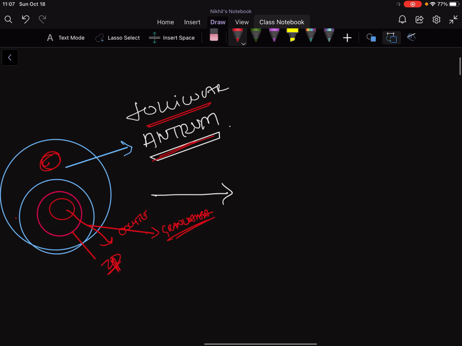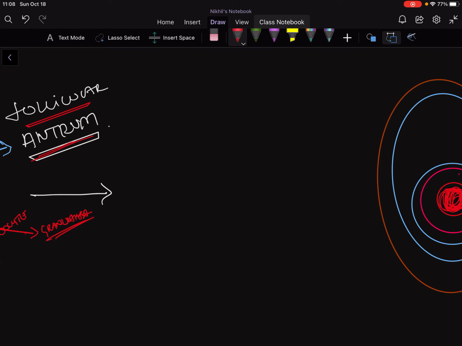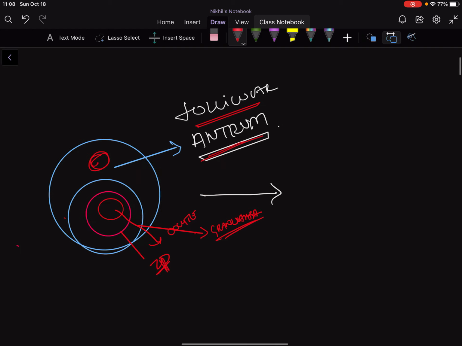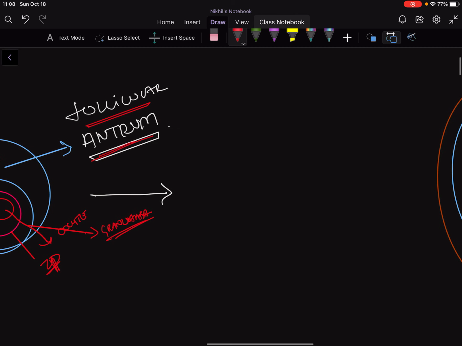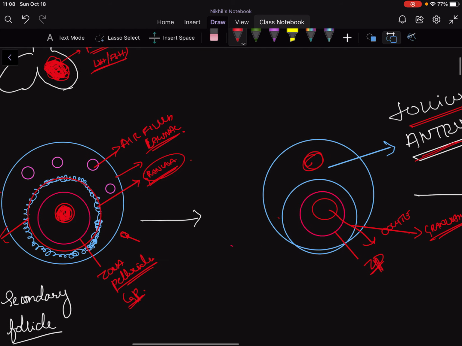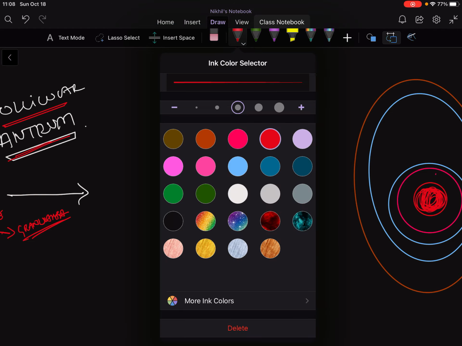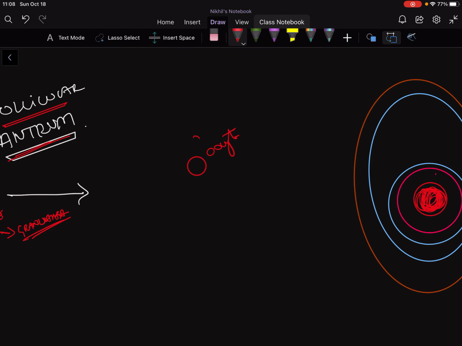Once it is formed, I'll make a clear diagram now. Wait. So how does it look like? After the secondary follicle, it takes a meiotic division and it gets converted into the Graafian follicle. So this is the oocyte. Oocyte is surrounded by which layer? It is surrounded by zona pellucida.